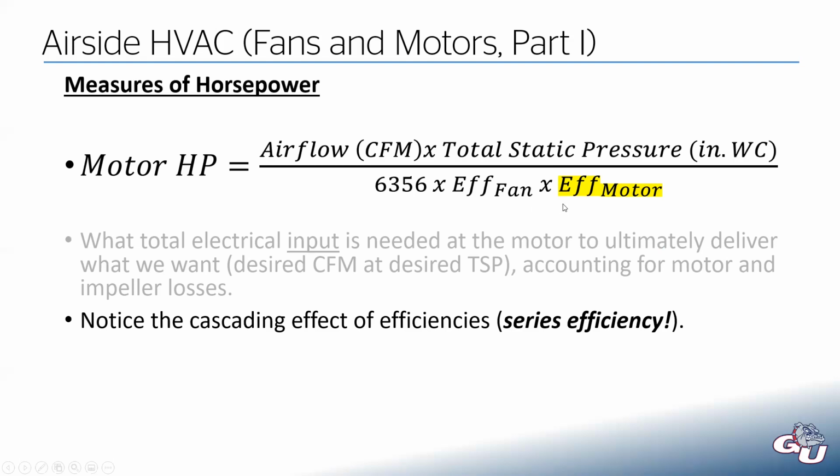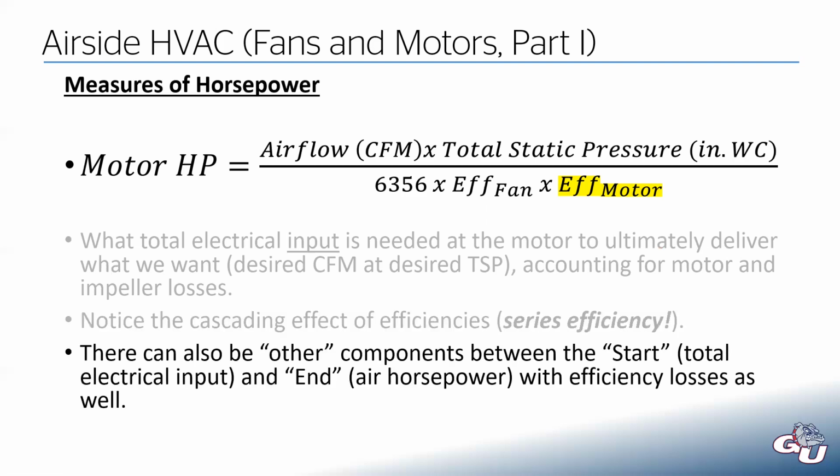So if you think back to the second lecture, I think, where we talked about series efficiency, this is exactly what's going on. And there can be some other components here, some other things that cause losses between where we're starting our process and where we are ending our process. So for example, later on today, I'm going to talk about a device called a VFD, a variable frequency drive. If you have a motor with a VFD on it, that has some losses too. And so you would need another efficiency factor down here to account for that.